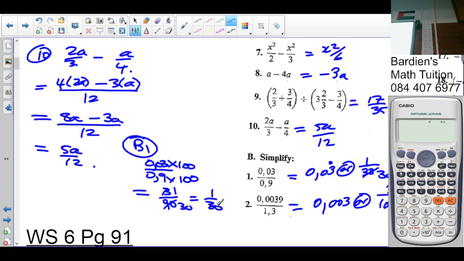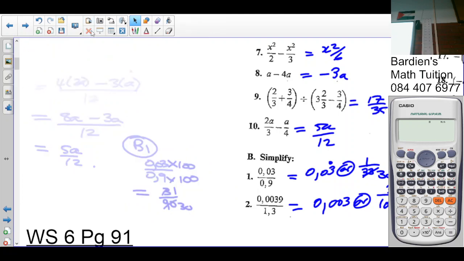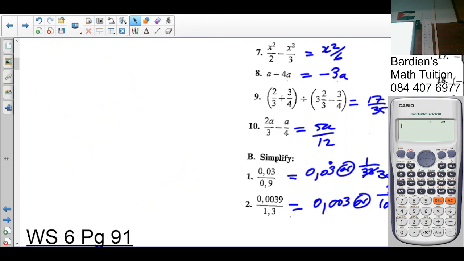Any problems with number 2? Huh? Yes, okay. B2.